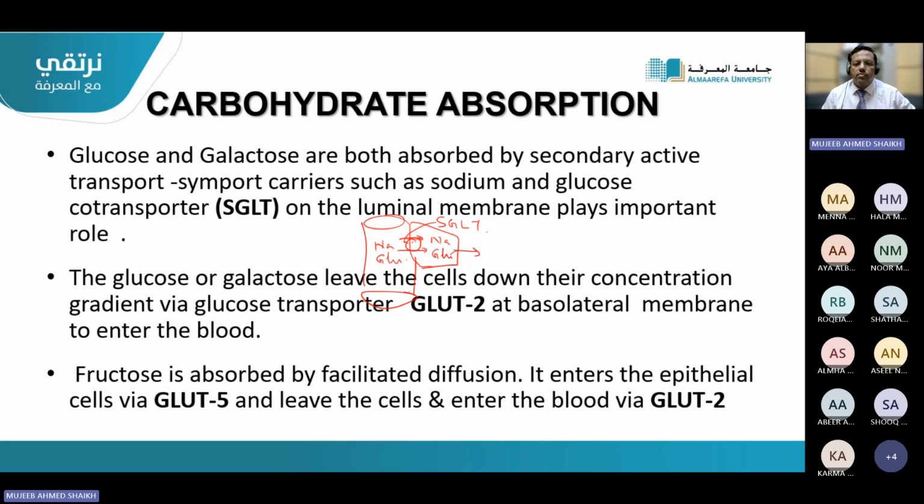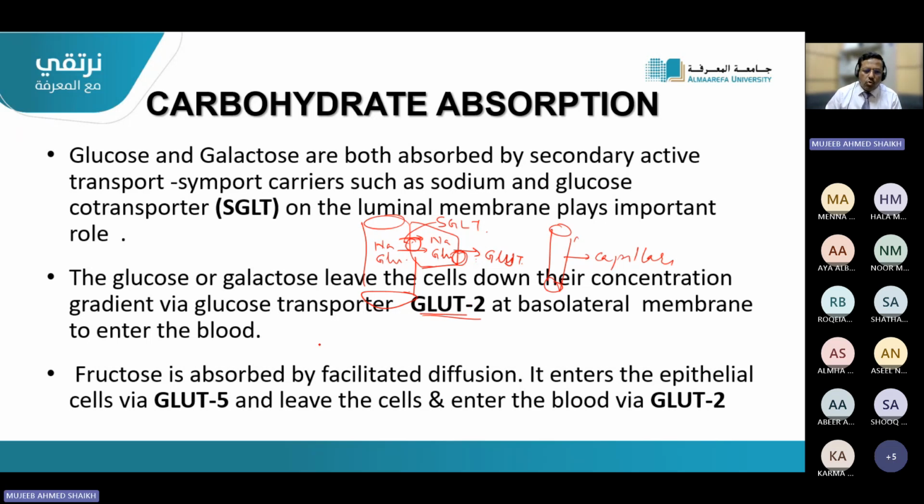Now glucose will move out of the cell by a transporter protein. We call it GLUT, or specifically GLUT2. GLUT2 is the carrier protein present here. So the sodium glucose transporter brings the glucose inside, and from here glucose moves out into the interstitial space by the GLUT2 transporter, and then goes to the capillaries in the blood. This is how it is absorbed.